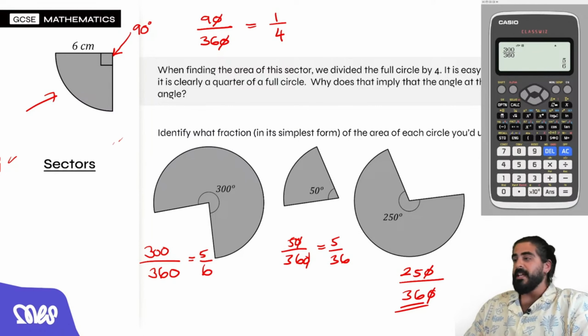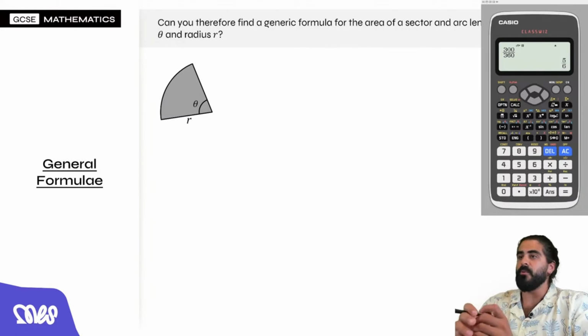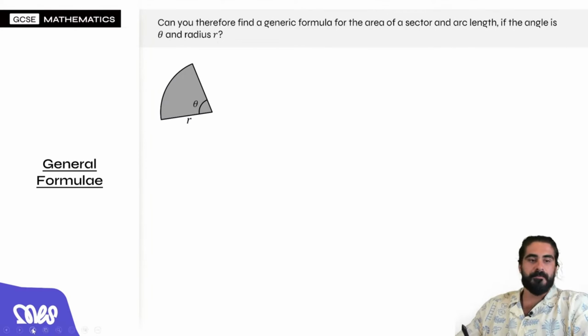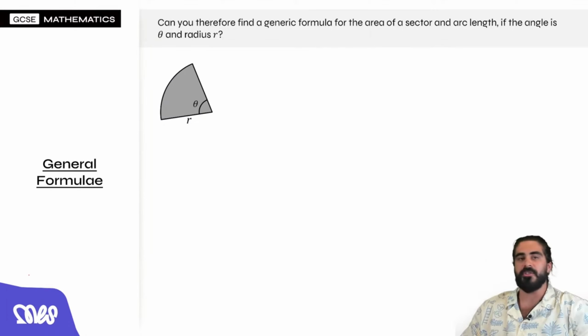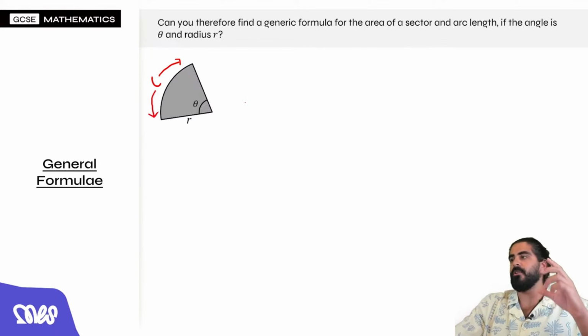Now, using that skill, this is the main bit. This is what we want to know. We want to know, how do we do this generally? Because for the proper GCSE questions, we want to write down things generally and then apply it to exam questions. So can you therefore find a generic formula for the area of a sector and arc length? Now, what we mean by arc length is this length here. So that's to do with the circumference, right? So the arc length is part of a full circle's circumference.